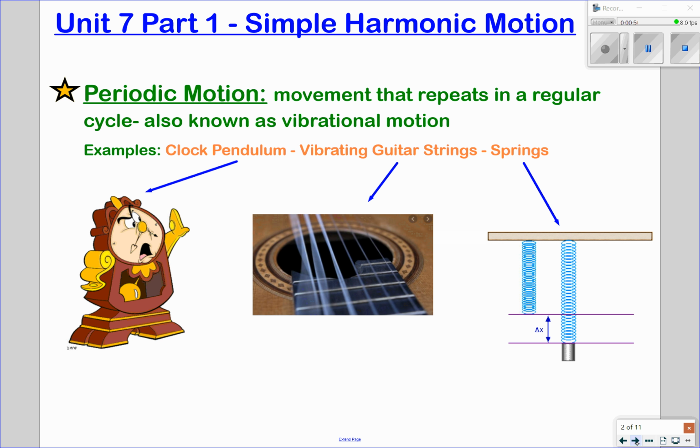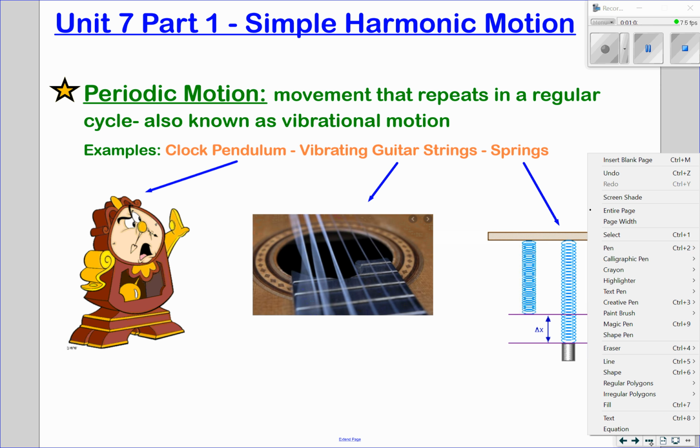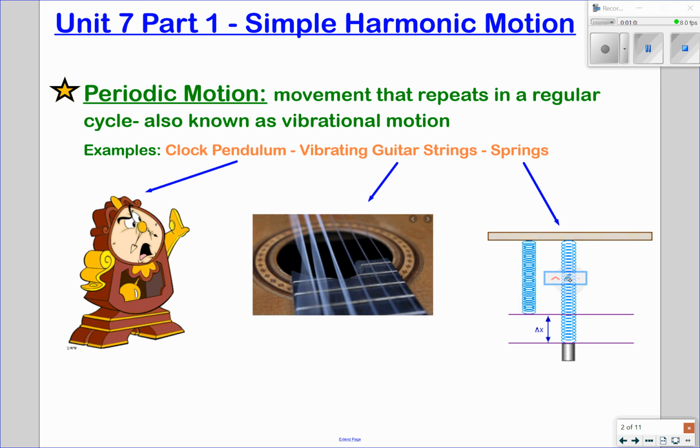All right, so periodic motion. It is movement that represents a regular cycle or some sort of cyclical motion, also known as vibrational motion. The vibrational motion can be most commonly thought about with guitar strings. So here is a pretty cool picture of the strings on a guitar vibrating.